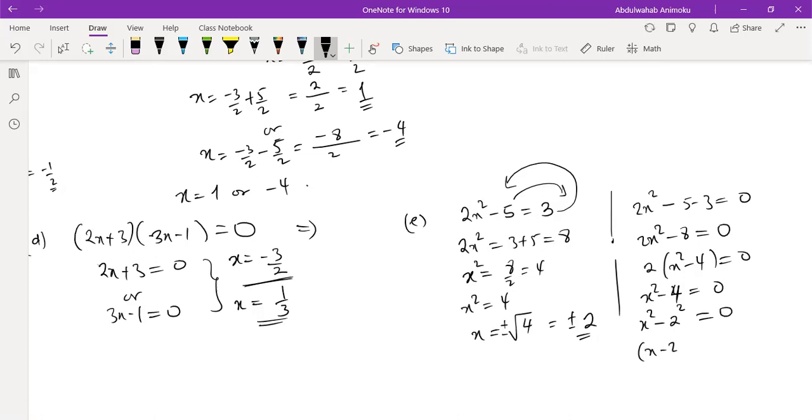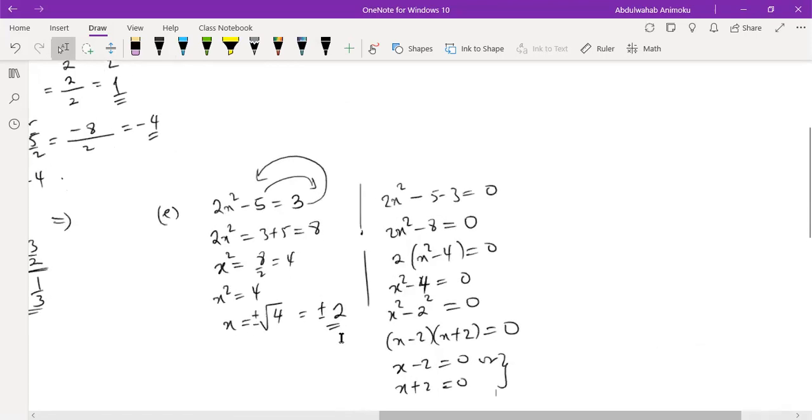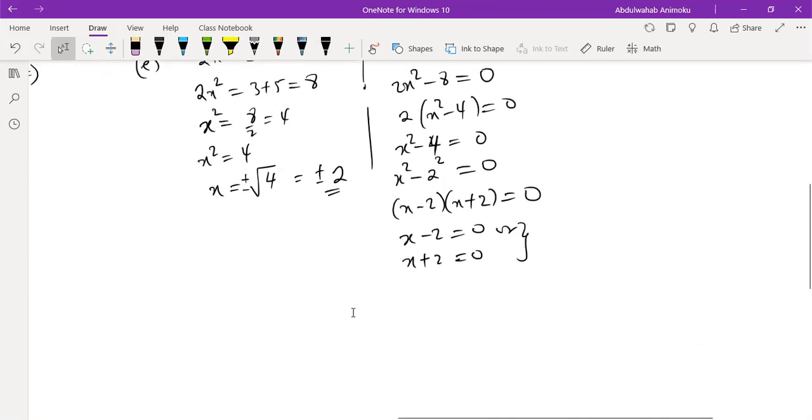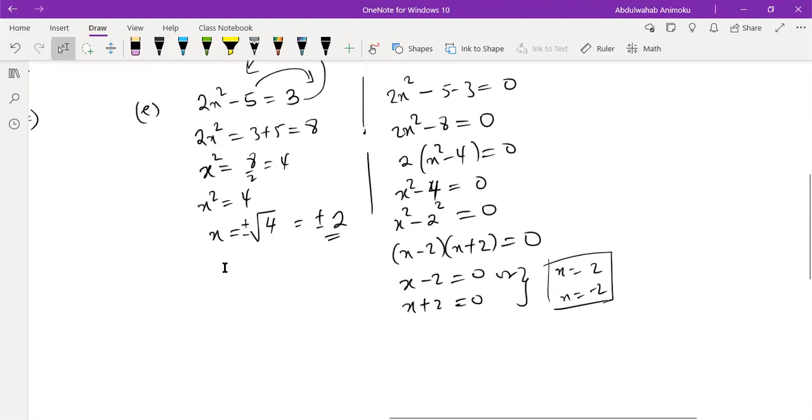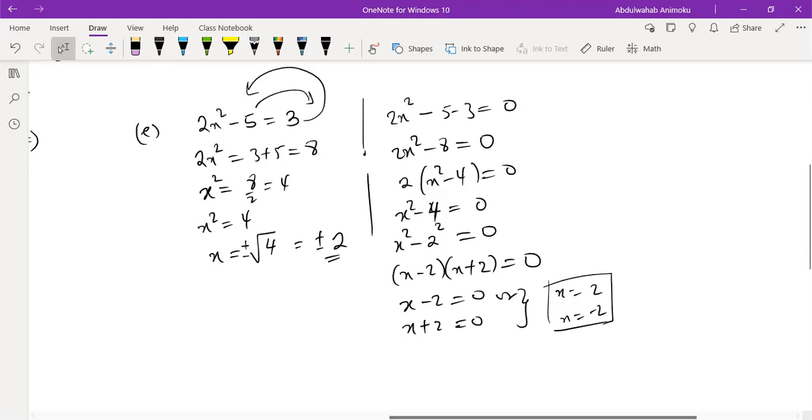And from here, you can have x minus 2, x plus 2 equal to 0, which means x minus 2 is 0 or x plus 2 equal to 0. And these two equations would give us what? x equal to 2, x equal to minus 2, which is the same thing as before, right? Now it depends on which one you would like to use. I think most people will go with the first one, so it's quite cool. It's fine.